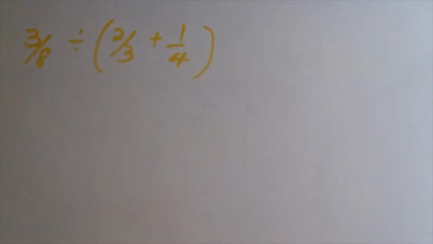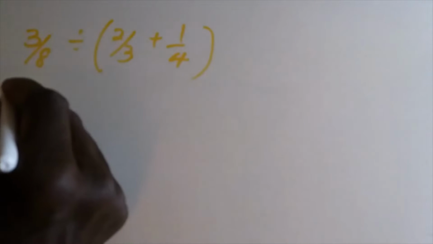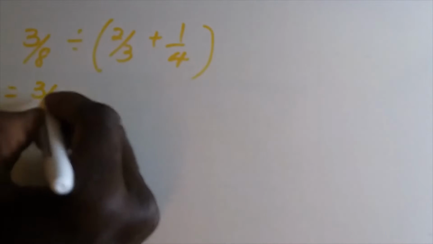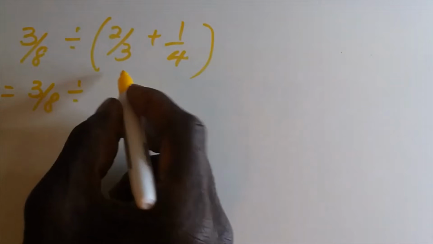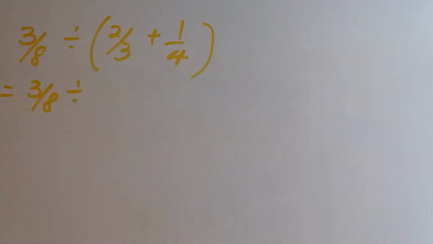Right, we need to work this out, and we should follow the rules BIDMAS, so we always start with brackets. So we clear the brackets first. So we have 3 over 8 divided by... now we want a common denominator of 12. So here's an application of equivalent fractions.